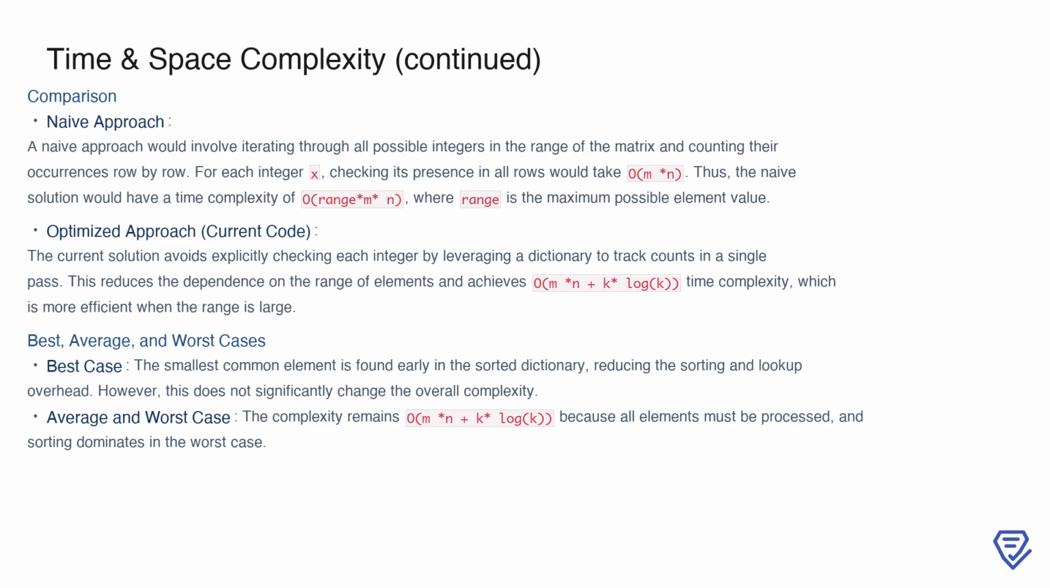On the other hand, the optimized approach avoids this inefficiency by using a dictionary to track counts in a single pass. This eliminates the dependency on the range of elements and achieves a time complexity of O(m*n + k*log k), which is far more efficient when the range is large. Regardless of the case, whether best, average, or worst, the optimized solution processes all elements and sorts the dictionary, so its worst-case complexity remains O(m*n + k*log k).